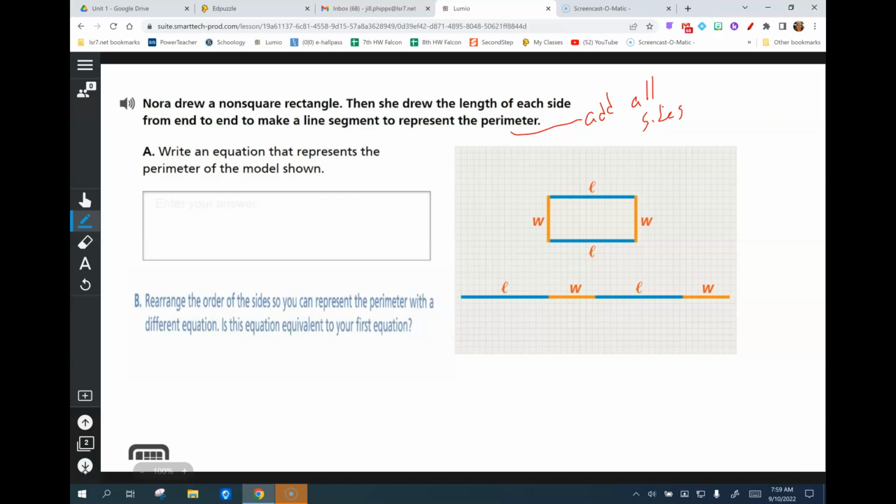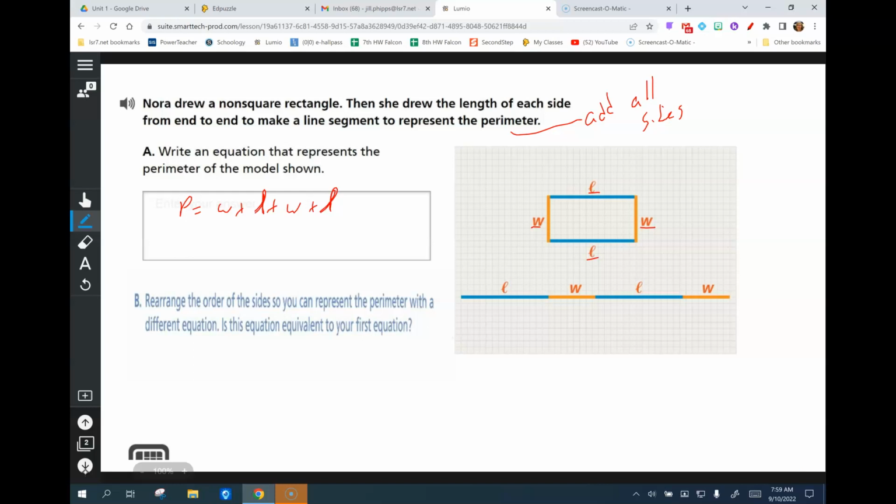It doesn't matter what you use. You can just go right around and go width plus length plus width plus length. So the perimeter is width plus length plus width plus length. This is a cursive L. I use that so you don't mistake it for a 1. Now, that's one way we could do it.